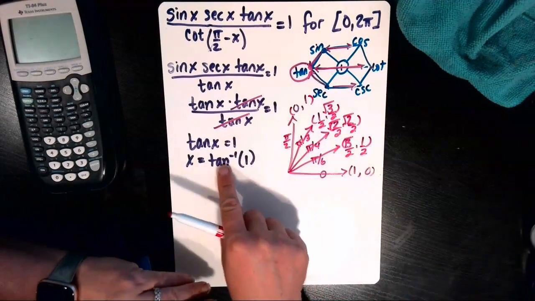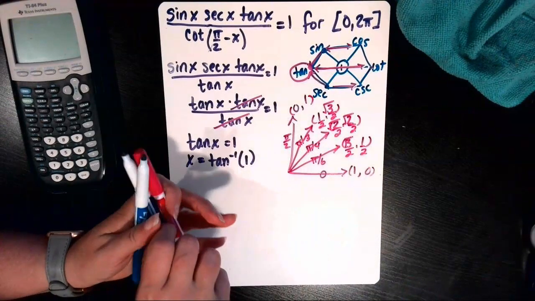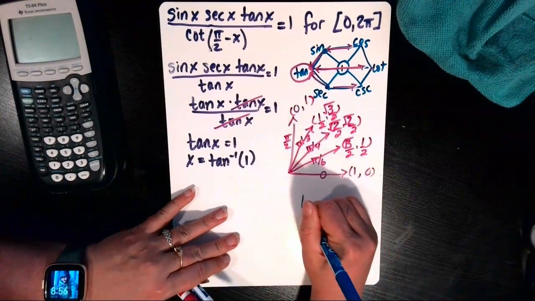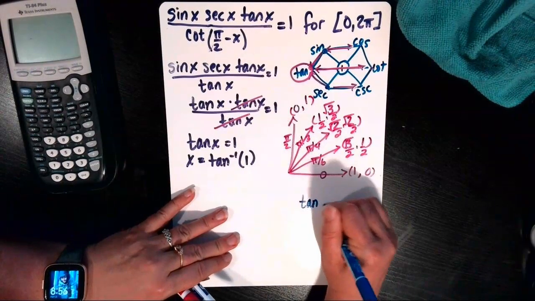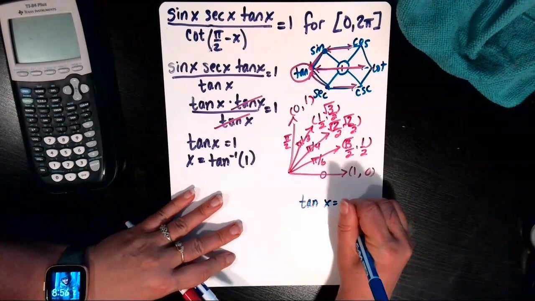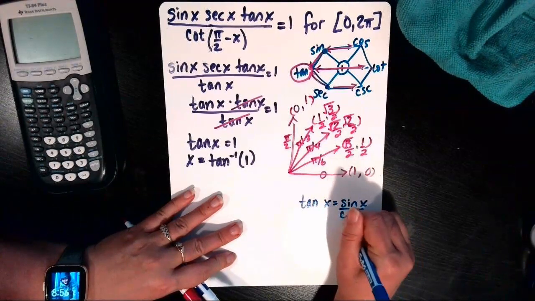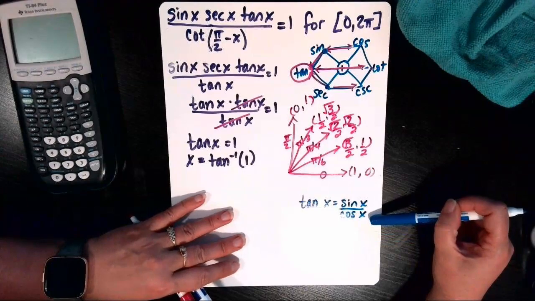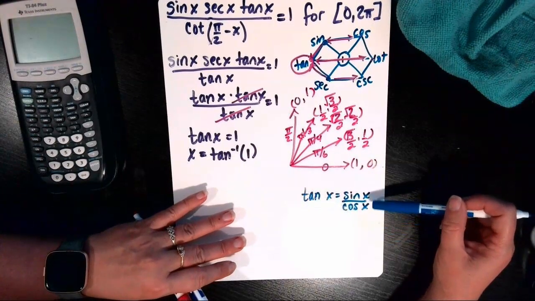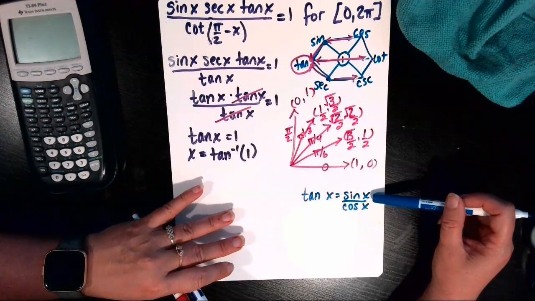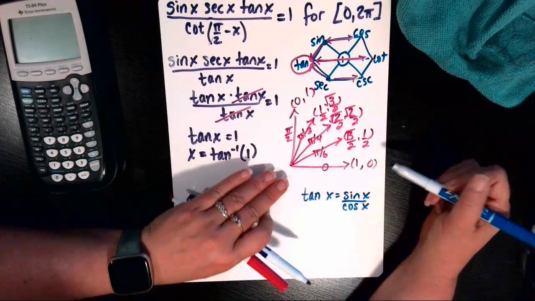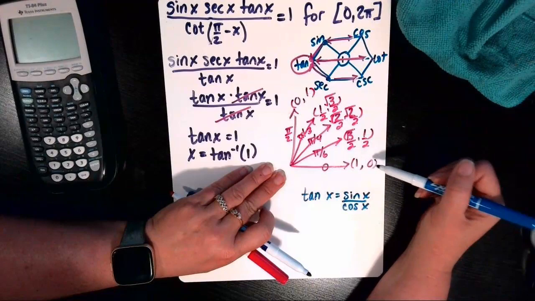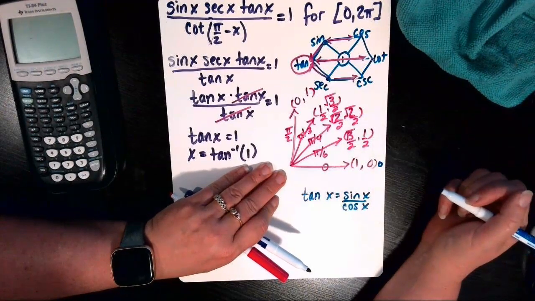So the tangent, if you recall from earlier lessons, is defined as the quotient sine of x over cosine of x. The cosine is the x coordinate, the sine is the y coordinate. So the tangent of 0 would be y divided by x, 0 divided by 1, which is 0. Right?